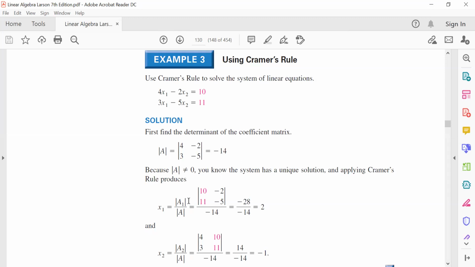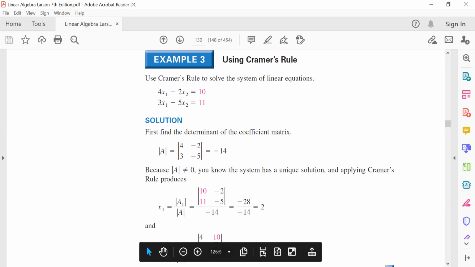We can get a solution. So what we do is we take the coefficient matrix, but in the x column, we replace it with the constants. And that's the top of the fraction. The bottom of the fraction is the determinant of the coefficient matrix, which we already figured out, is negative 14. The top, if we just take this determinant, comes out to negative 28. And negative 28 divided by negative 14 is 2.